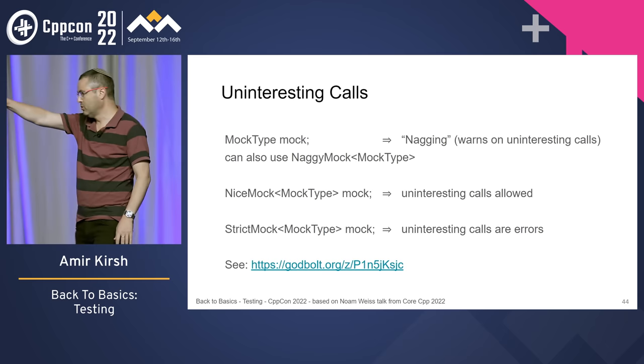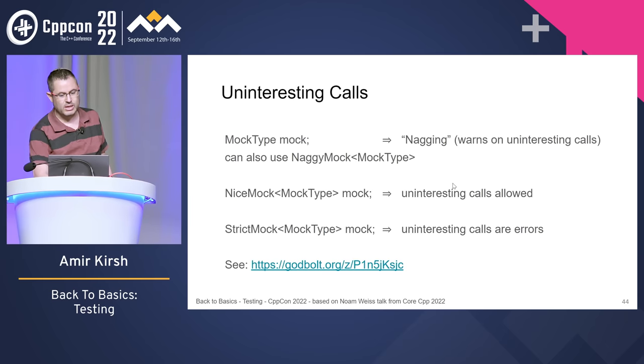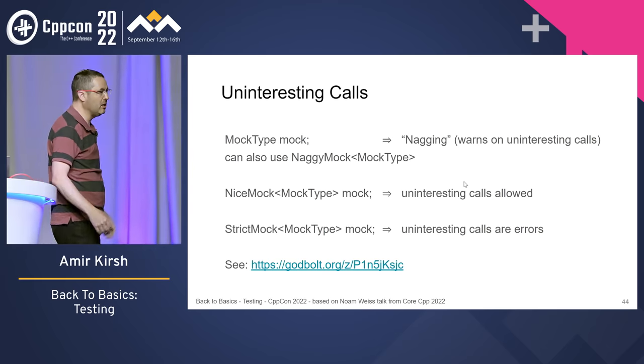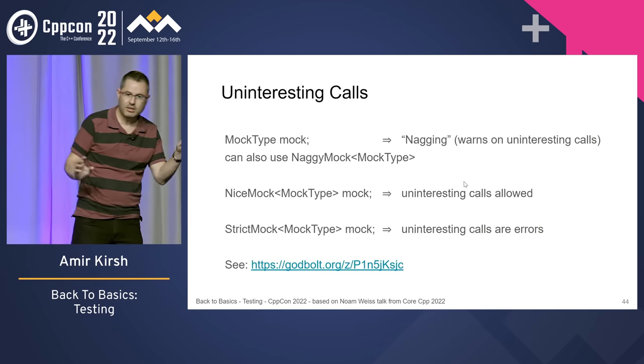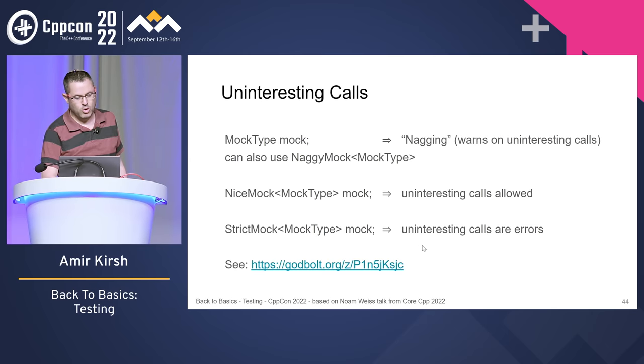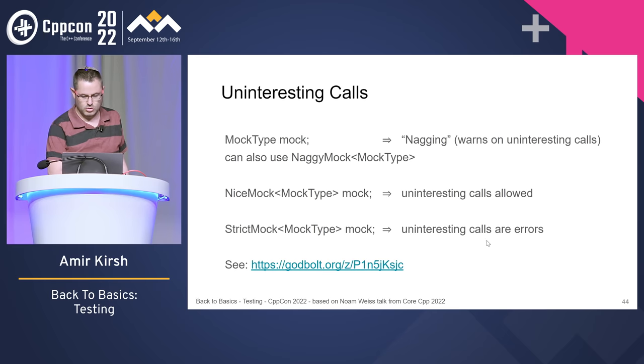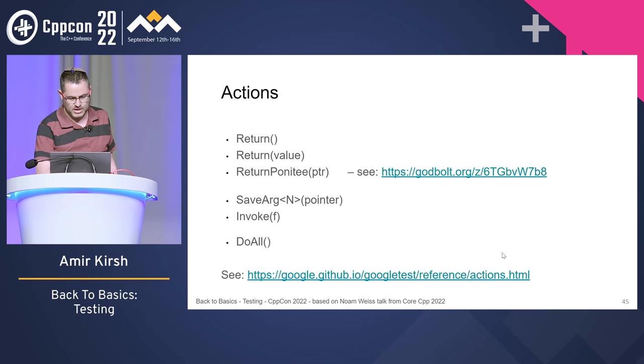So I want to go with one of the other two, either a nice mock or a strict mock. A nice mock says, if you're calling something and you didn't say that you are expecting that, this is fine, I do not fail, no warning. Strict mock, I would fail if you are calling something which was not expected. There is an example here that I would not go through due to lack of time.